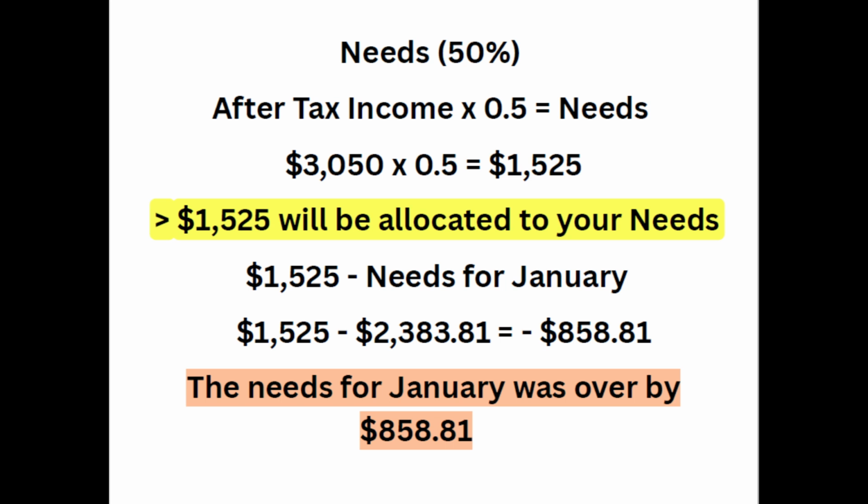Now step 3, we are going to calculate how much we need for our needs, wants, and savings and investing. Remembering that our after-tax income is $3,050, times 0.5 is equal to $1,525, which is the amount to be allocated for our needs. Now we take our allocated funds for our needs, $1,525, minus what our actual needs were for January, which is $2,383.81. This equals negative $858.81. Our needs went over the 50% mark we set out for in the month of January.